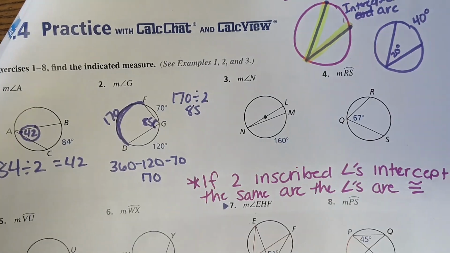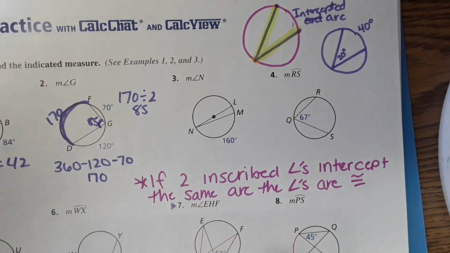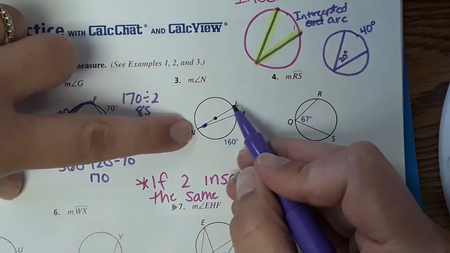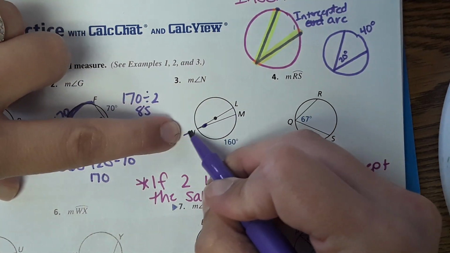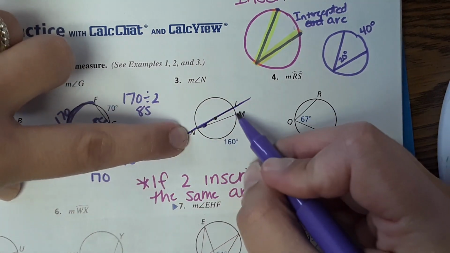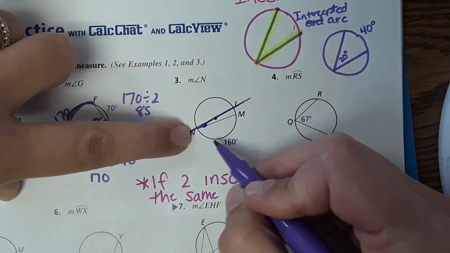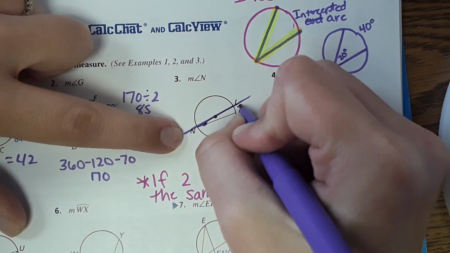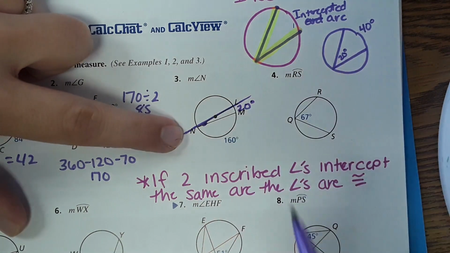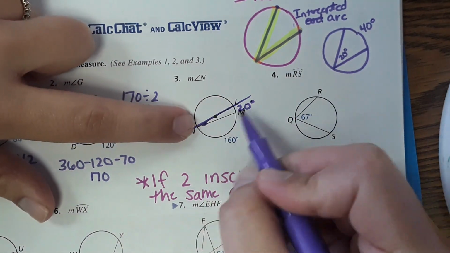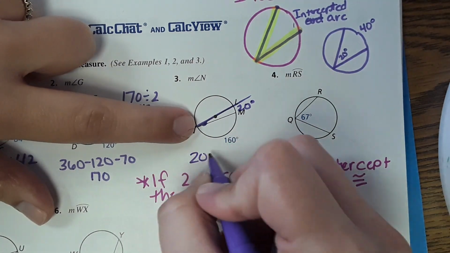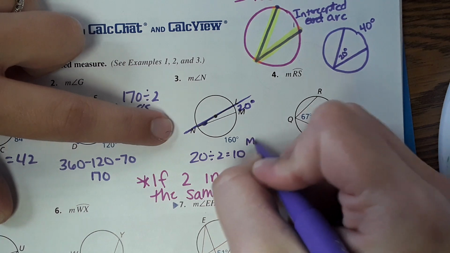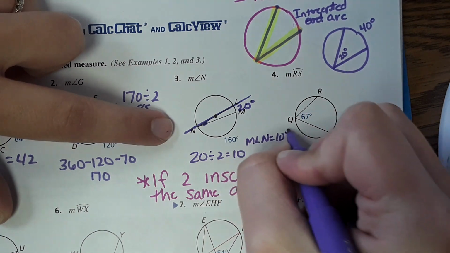Okay, number 3, measure of angle N right here. This one is a little bit different. It shows a diameter here, which with the diameter, these angles over here would add to 180. So if this is 160, then this would have to be 20 degrees for the arc measure. And then to find this angle, we divide 20 by 2. So 20 divided by 2 would be 10. So measure of angle N is 10 degrees.